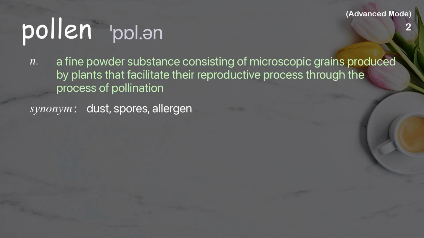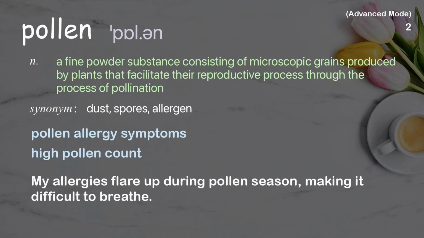Pollen. A fine powder substance, consisting of microscopic grains, produced by plants that facilitate their reproductive process through the process of pollination. Examples: pollen allergy symptoms, high pollen count. My allergies flare up during pollen season, making it difficult to breathe.